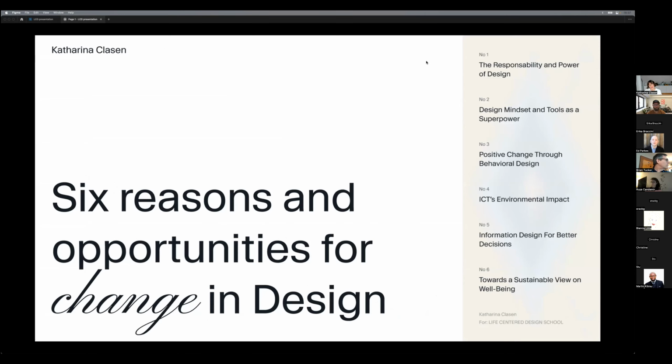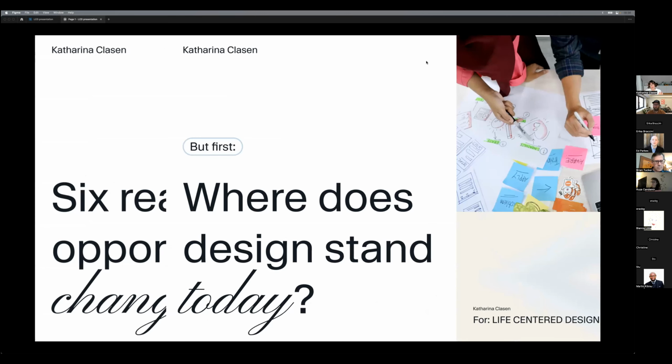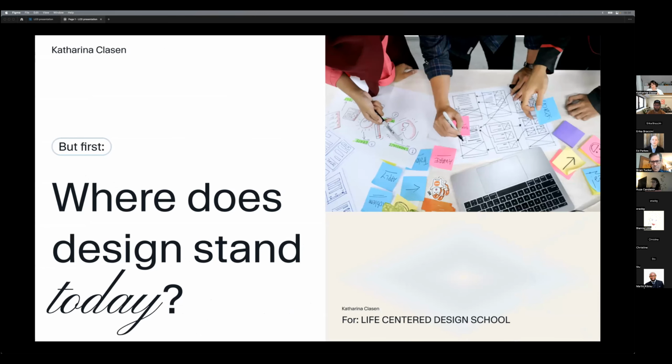And that's also why I want to give you those 6 reasons and opportunities for a shift in design that we can make. And I think there is a good foundation for that. That's also why I'm calling them opportunities, because I think there is a lot we can build on in design. That is where I want to start. I first want to have a look at where design stands today, because in order to know where we need to go or how to develop to the next evolution step, we first need to know where we stand today.